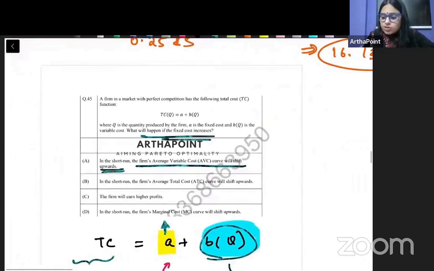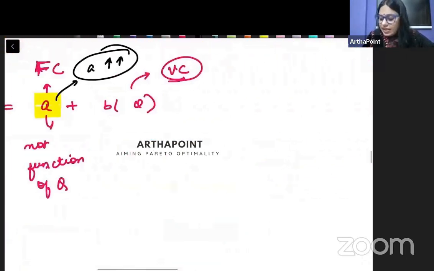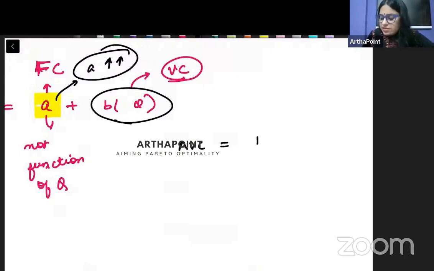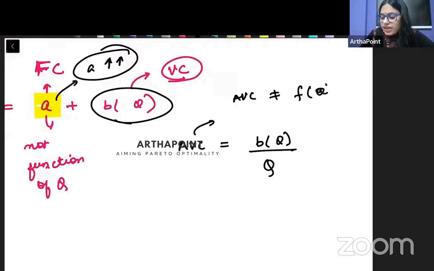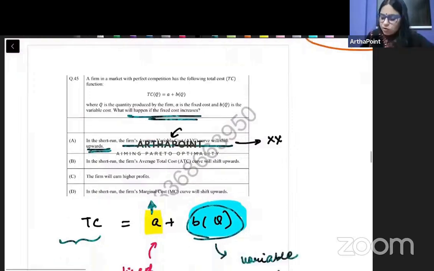The first option says that AVC will change. Beta, AVC is VC, variable cost, divided by output. This AVC is not a function of A. It is not affected by this A. So we cannot talk about this A directly. So we will not talk about this. Come to the second option.